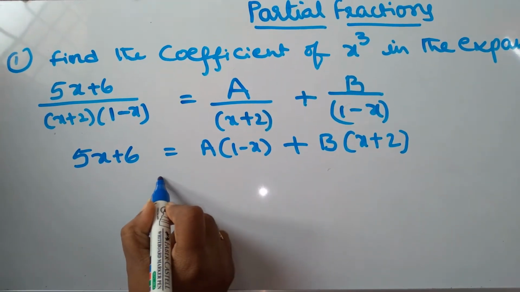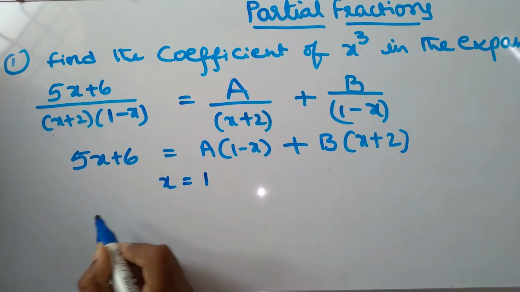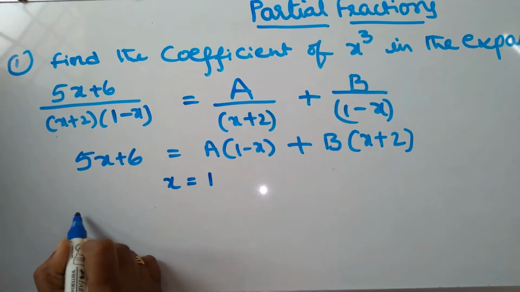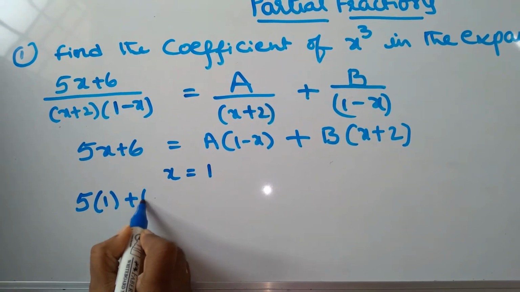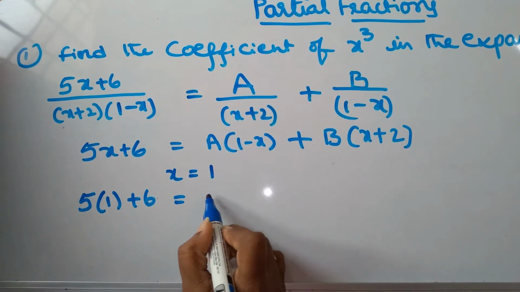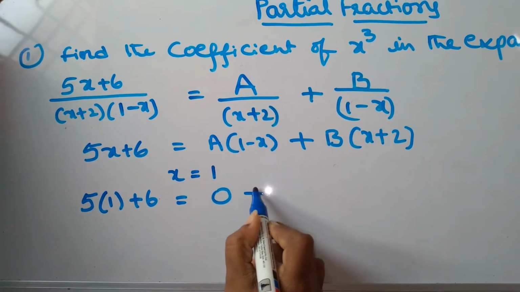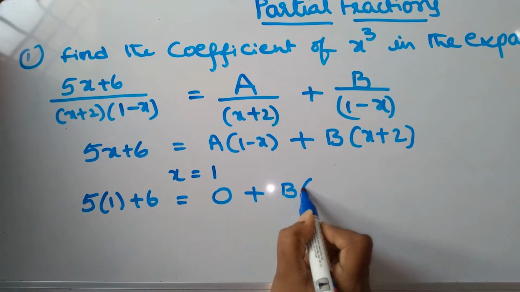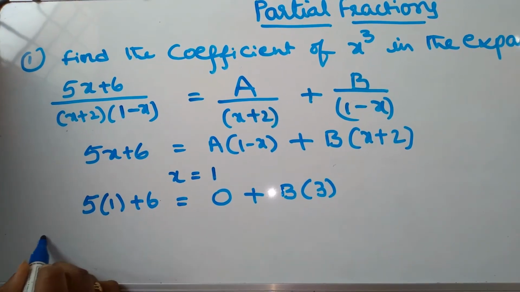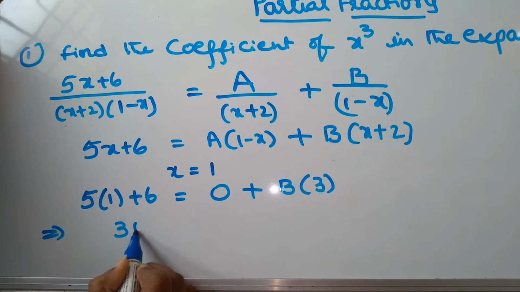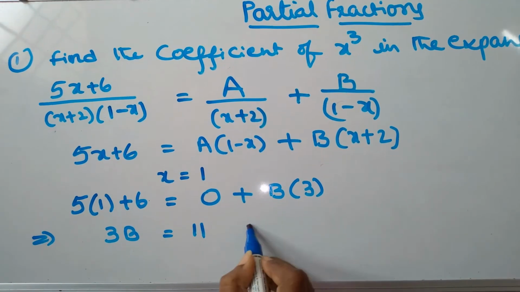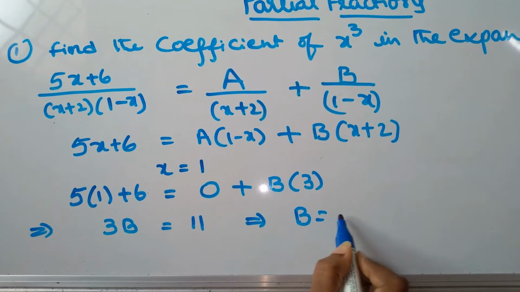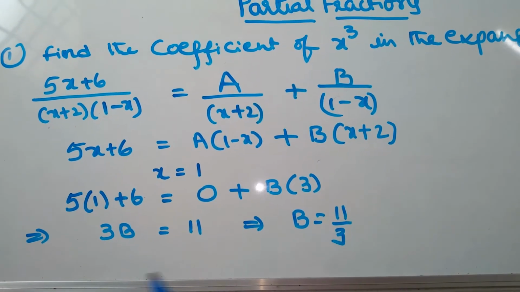So let us now put x equals to 1 in this above equation. Then we get 5 into 1 plus 6 is equal to 0 plus b into 3. That implies 3b is equal to 11, which implies b equals to 11 by 3.